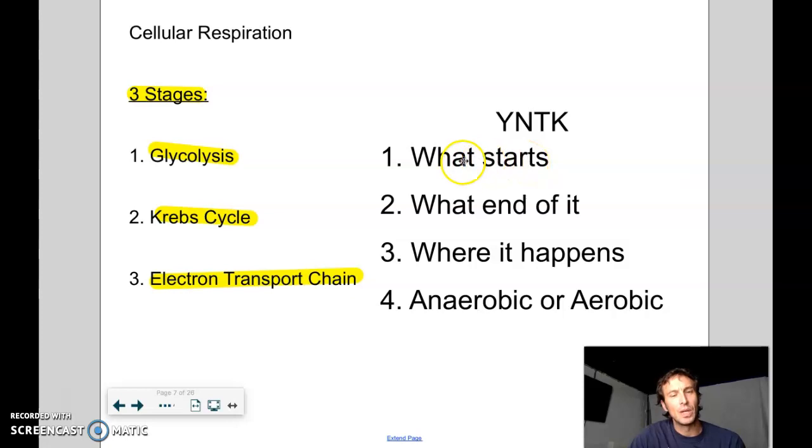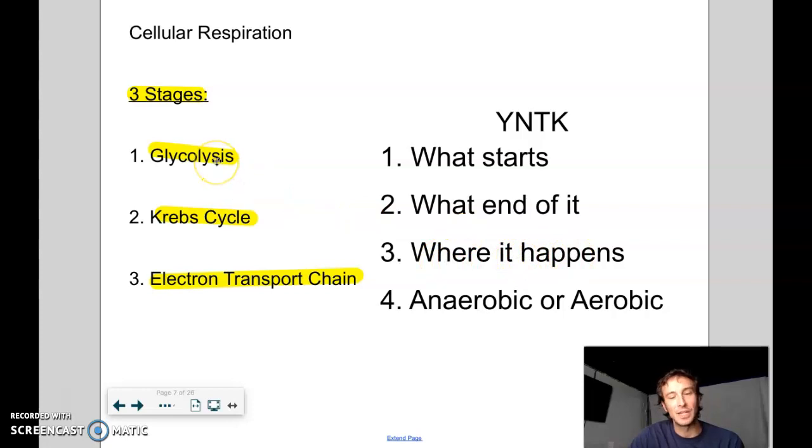And in particular, when glycolysis starts, what are the inputs, chemically speaking? What do we need to make that happen? What's going in? What is coming out of each of the processes? So at the end of glycolysis, what comes out of it? At the end of the Krebs cycle, what comes out of it, chemically speaking? Where is it happening?